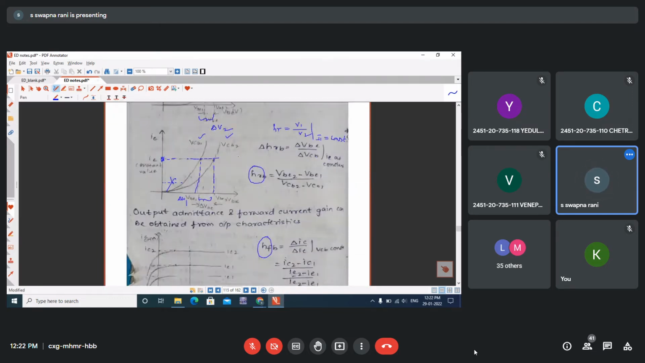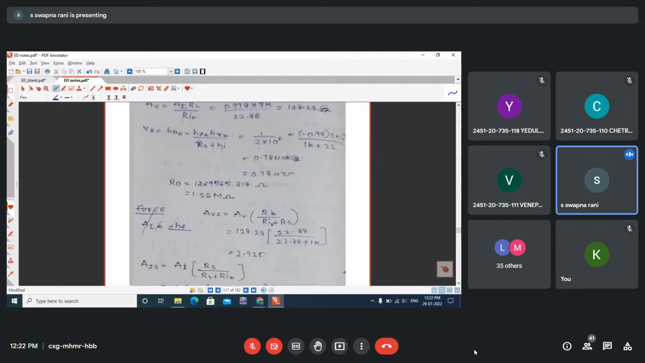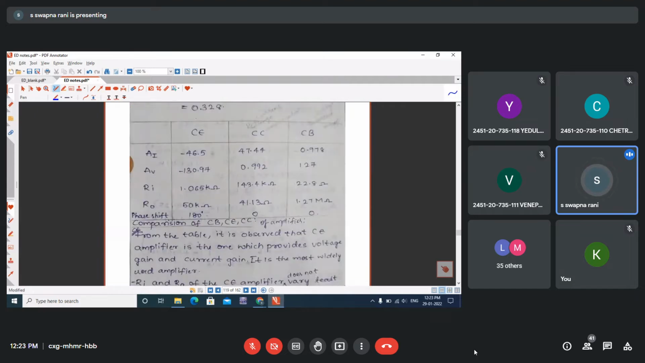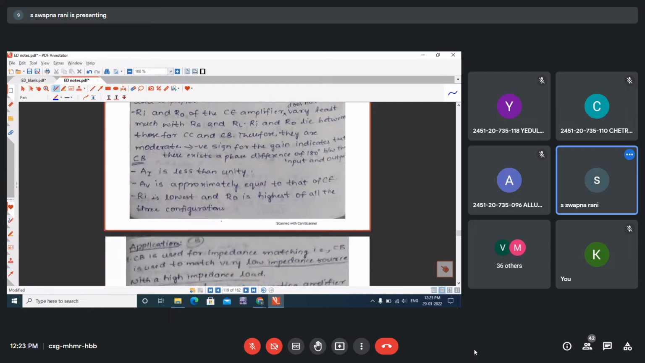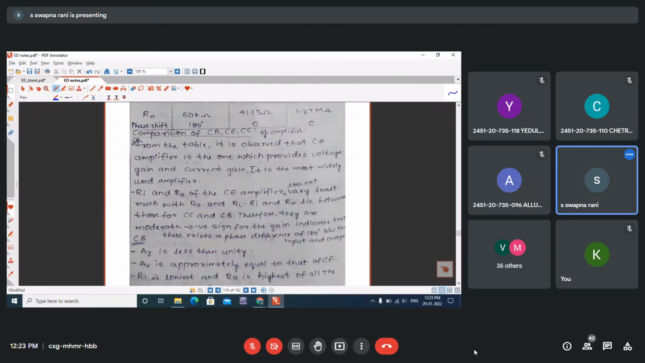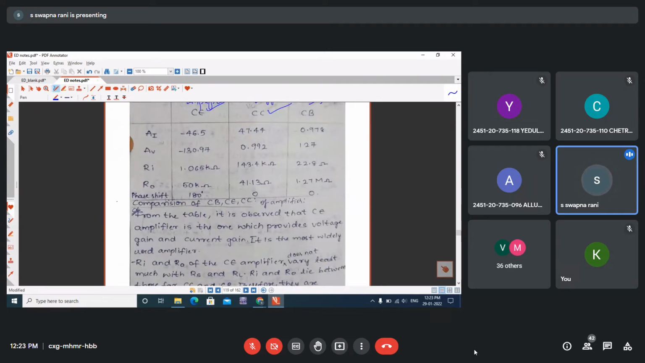Comparison is again important for 5 marks. I told you the comparison. CE is the most widely used amplifier. The important application of CC is as a buffer. This is used as an amplifier, and this is rarely used as an amplifier, but it can be used. It has its own applications, like it can be used as a constant current source, non-inverting amplifier. So this tabular column and the below notes are very very important for comparison.